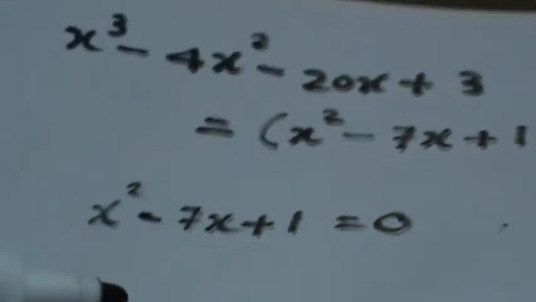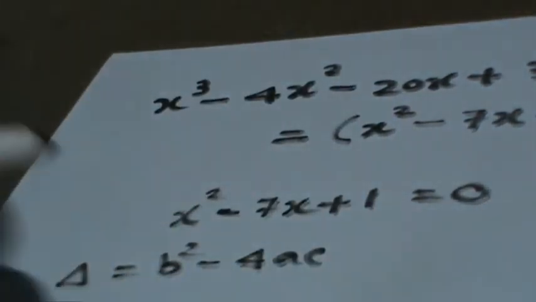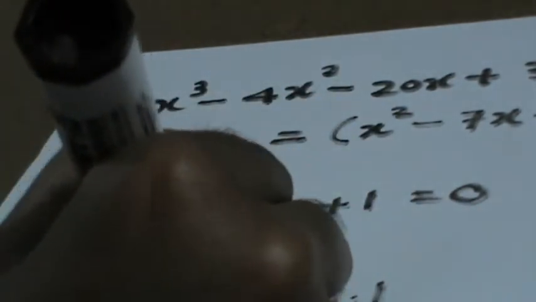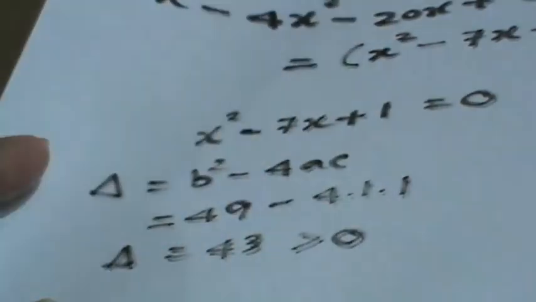There are two ways to solve this problem. One way of solving this problem is through the discriminant. So the discriminant is equal to b squared minus 4ac, and here b is equal to minus 7, so b squared is 49, minus 4 times 1 times 1. So that will be 49 minus 4, which is 45. So delta is equal to 43. So the discriminant is 43, which is positive. So if delta is positive, I should have solutions.